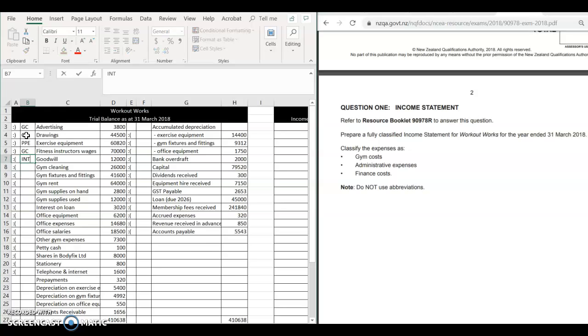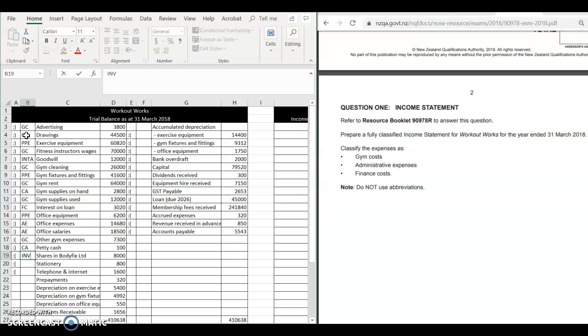Goodwill is an intangible asset. Remember, intangible is we can't touch it. It's a reputation. Gym cleaning, gym fixtures and fittings is an asset. Gym rent, gym supplies on hand. It's a current asset because we haven't used it up yet. Gym supplies used, interest on loan, interest is the only financial cost. Office equipment, office expenses, all office stuff's AE. Other gym expenses, petty cash, money in the till.